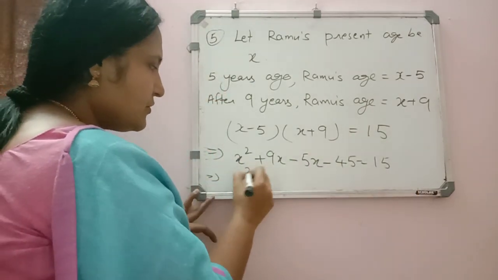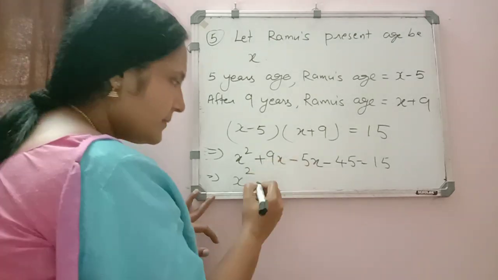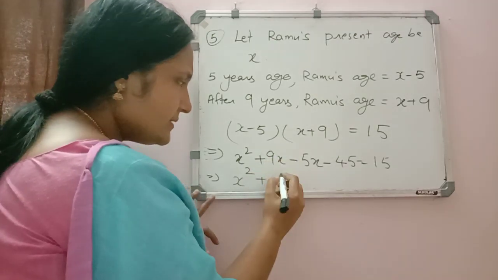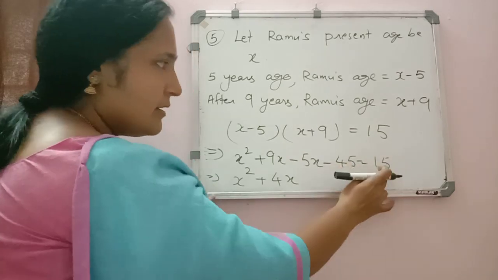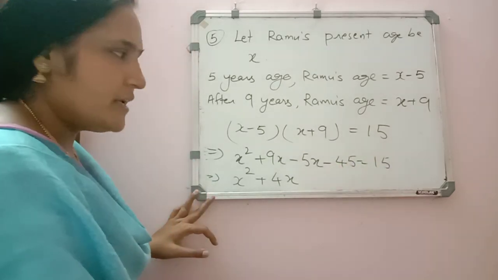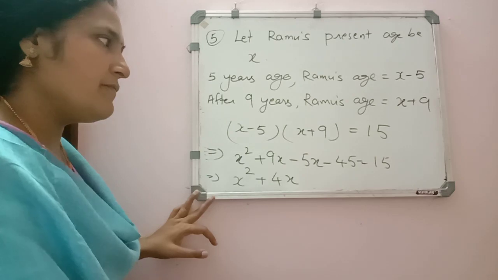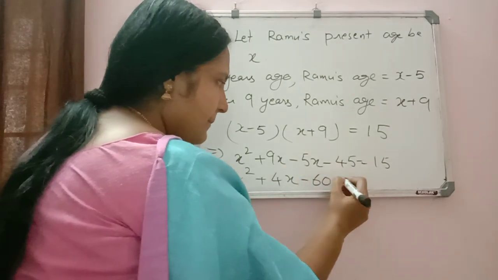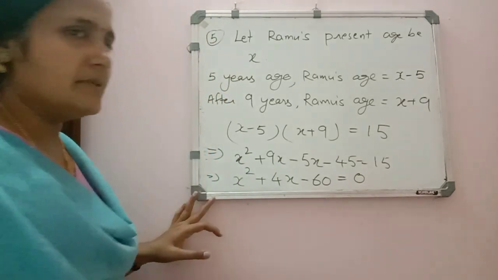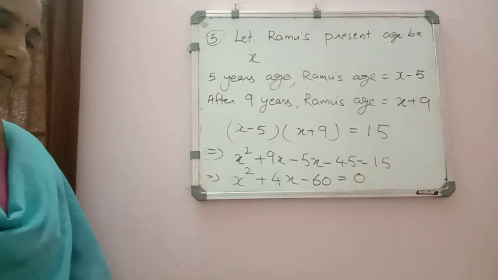Shift all the expressions to one side. x square plus 4x minus 45, plus 15 also we are shifting, so it will be minus 15. So minus 45 minus 15 will be equal to minus 60, equal to 0. Now you can solve the equation.